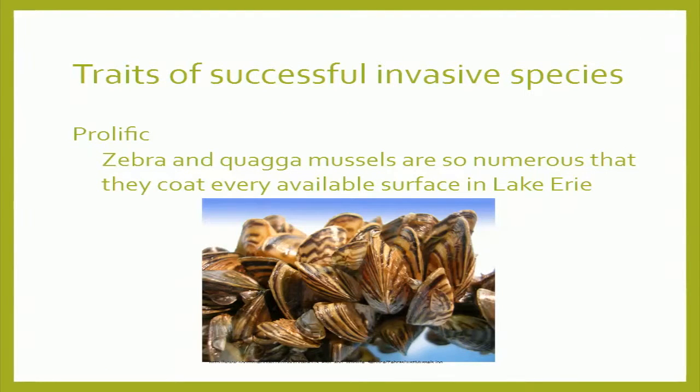Successful invasive species possess one or more traits that allow it to easily invade habitats. For the next four slides, we'll talk about common traits seen by researchers. First, invasive species are prolific, meaning there are many individuals and they tend to reproduce quickly with large amounts of offspring. The zebra and quagga mussels in Lake Erie are incredibly numerous, covering every possible surface, including pipes, boats, and living clams.